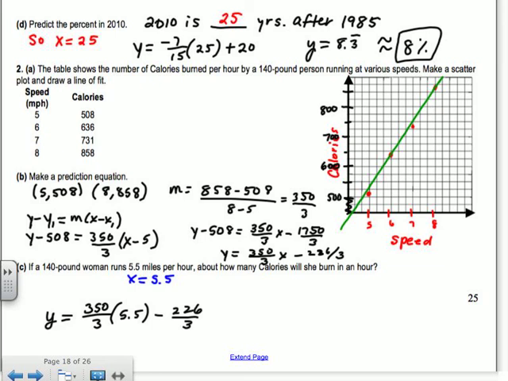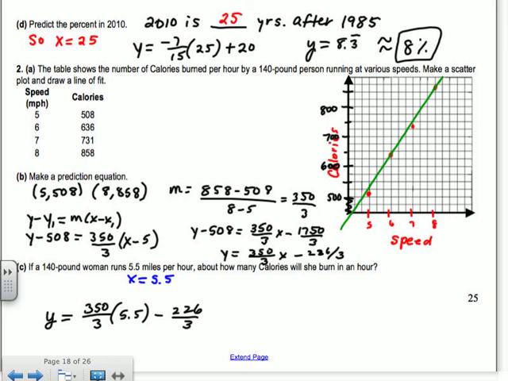So notice these are all exact answers. Some of you on your homework would have 4 over 3, and you would write 1.3. But 4 over 3 isn't the same as 1.3. It's 1.3 repeating. So when you do that in Algebra 2, you're going to get a lot of answers wrong because you're going to round so soon and use that rounded answer. So I would leave it in fraction form if possible. Okay, so I'm going to have 350 over 3, multiply by 5.5, and then subtract out 226 over 3.